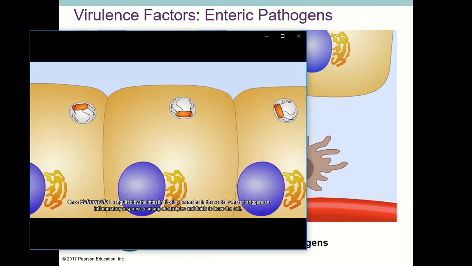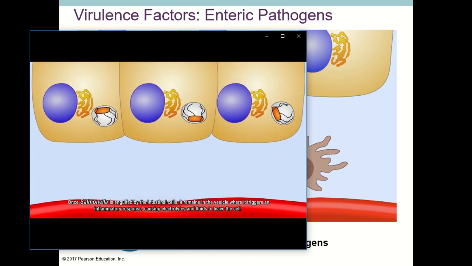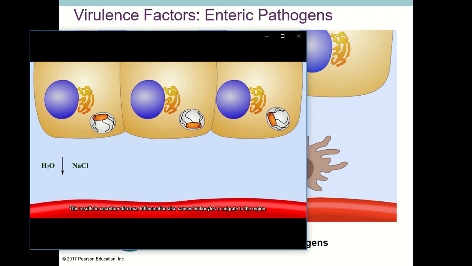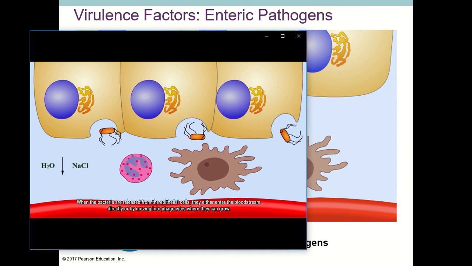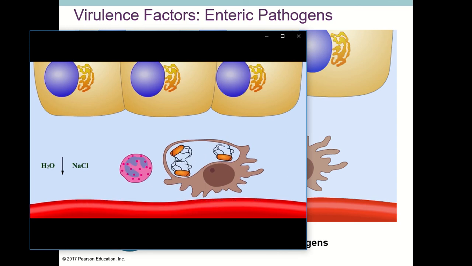Once Salmonella is engulfed by the intestinal cells, it remains in the vesicle, where it triggers an inflammatory response causing electrolytes and fluids to leave the cell. This results in secretory diarrhea. Inflammation also causes leukocytes to migrate to the region. When the bacteria are released from the epithelial cells, they either enter the bloodstream directly or by moving into phagocytes where they can grow.